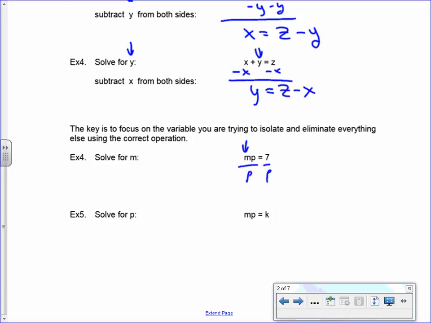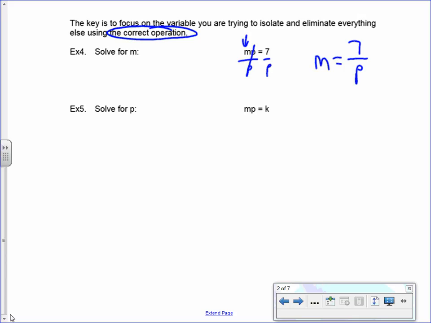So this step of picking the correct operation is key. If you add P, that's not going to work. You have to get rid of it using the correct operation. So the P's cancel. I'm going to write it over here just to find it a little bit messy. This is very weird looking, 7 over P, whatever that is. Okay? Very weird looking. All right?